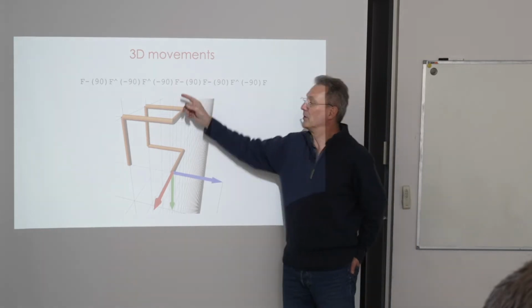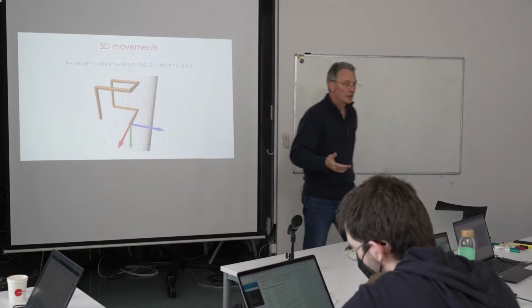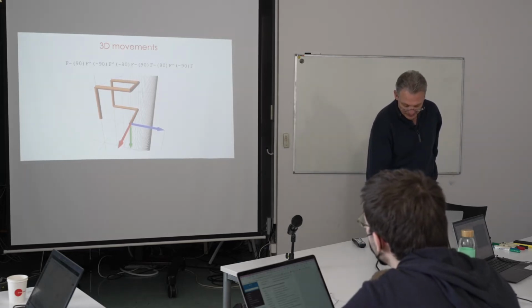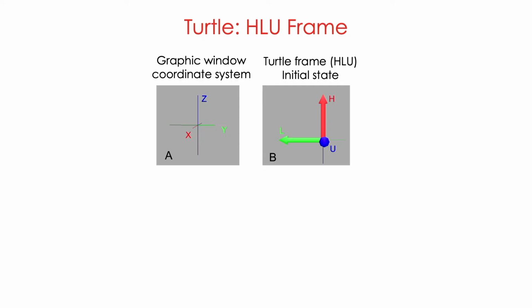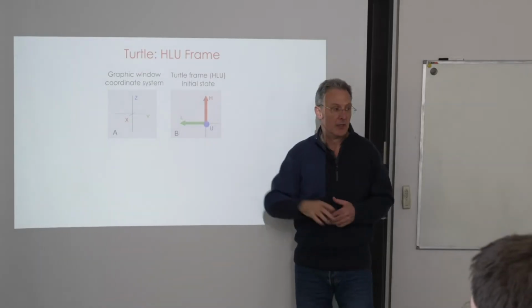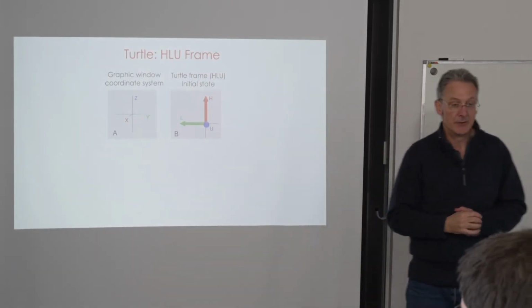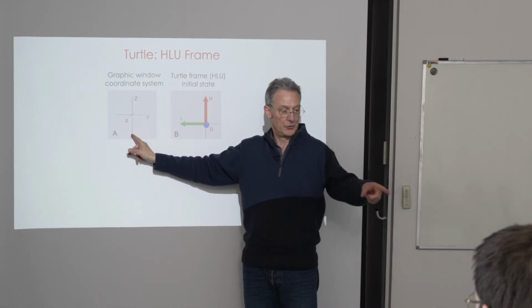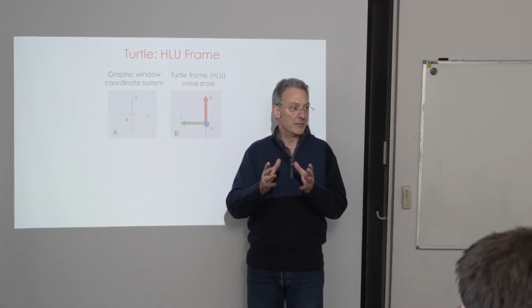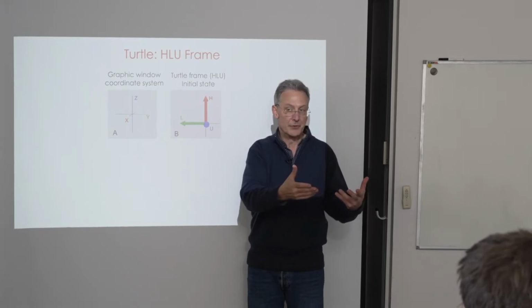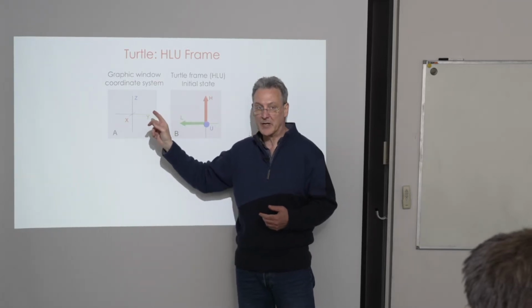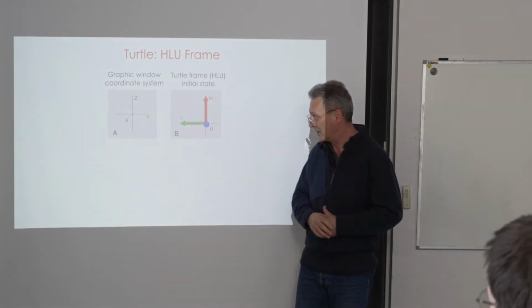So you have different symbols to say that you are going to turn in the different directions of space, which makes it possible to make paths in 3 dimensions. One extremely important notion is the HLU frame, for head, left, and up, which is the turtle frame. So the space frame that you have on your system is the frame that is defined by the system for you, and the X is coming towards you, the Y is on the right, and the Z is going upwards.